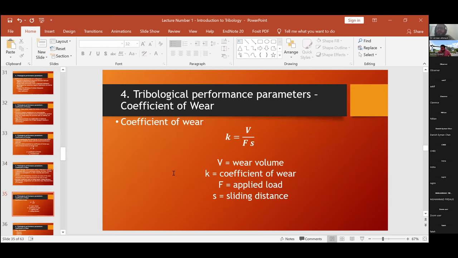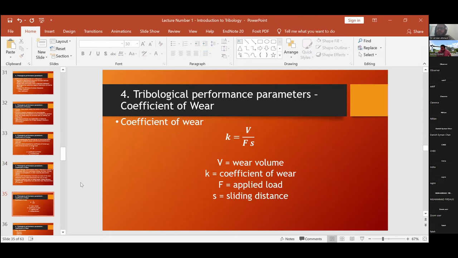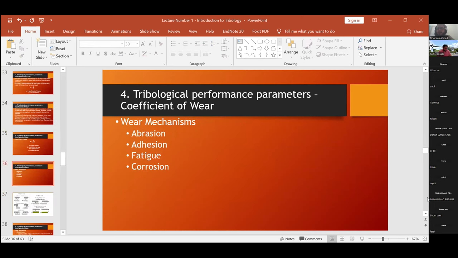So what is the coefficient of wear? You can calculate it using the Archard equation: the coefficient of wear is found from the wear volume divided by the applied load and the sliding distance. If the wear volume is greater, obviously the coefficient of wear will be high, but if the sliding distance is greater, the coefficient of wear will be low. So it is directly and inversely proportional, as you can observe.